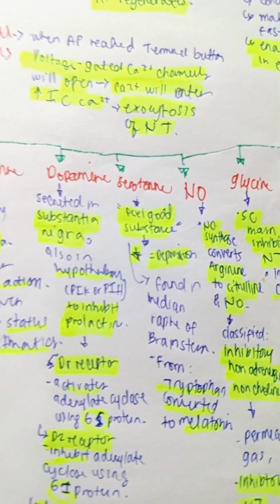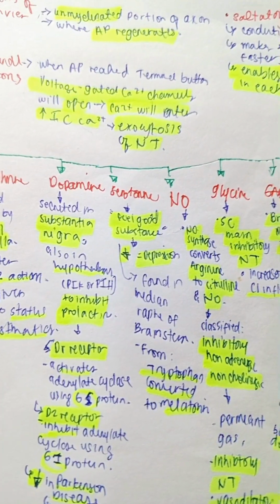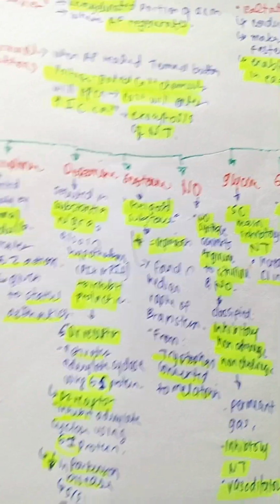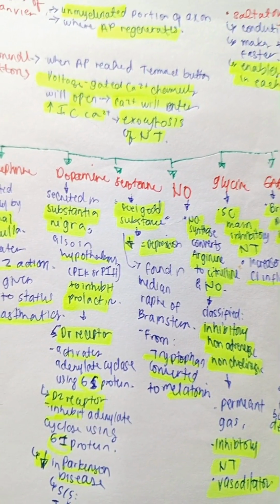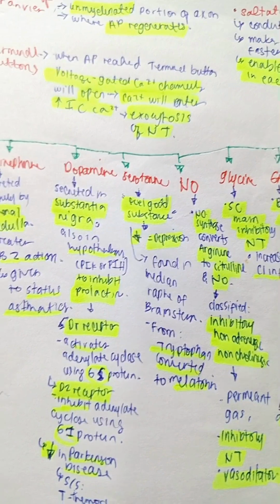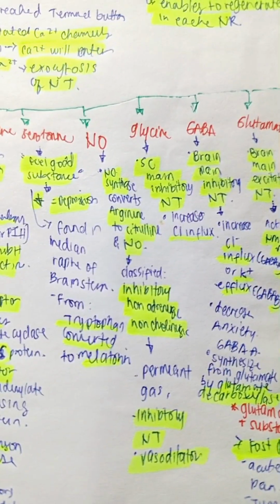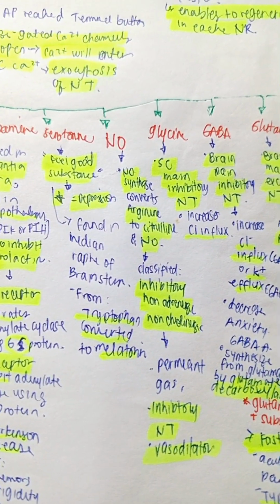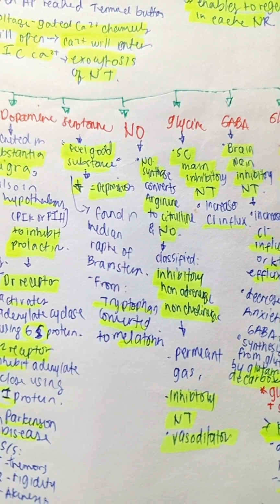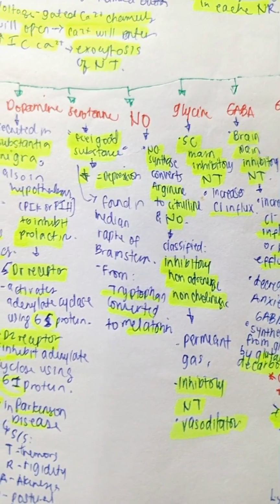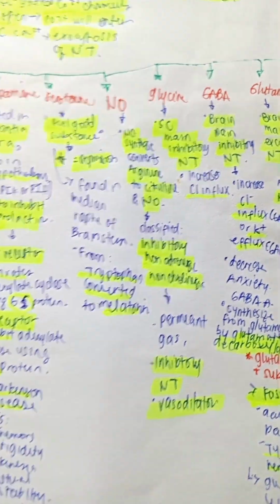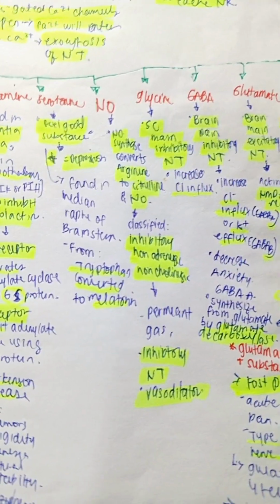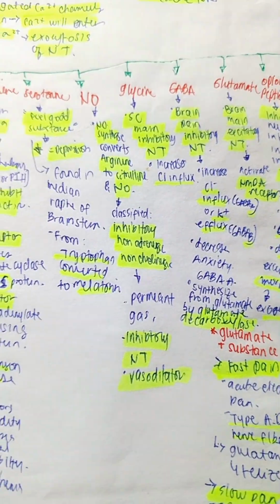Another neurotransmitter is serotonin. It is also known as the feel-good substance, and serotonin is low in patients with depression, and it is found in the median raphe of the brainstem. And serotonin is from tryptophan, which is also converted to melatonin. Another neurotransmitter is nitric oxide, and nitric oxide synthase converts arginine to citrulline and then nitric oxide. It is classified as an inhibitory, non-adrenergic, non-cholinergic, permanent gas, an inhibitory neurotransmitter, and it serves as a vasodilator.